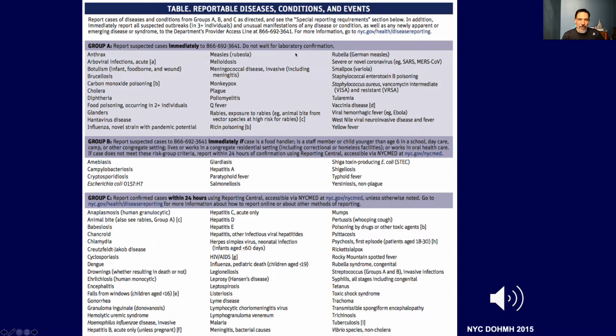So again, this is trying to privilege timeliness and sensitivity of the surveillance system, because it's important to detect cases early, and these are for outbreaks. Group B also is to report things rapidly, immediately, if the case is a food handler. So this is to protect against potential outbreak situations that could be exposing multiple people in the public. And Group C is where cases are expected to be reported within 24 hours using the online system that the New York City Health Department has created.